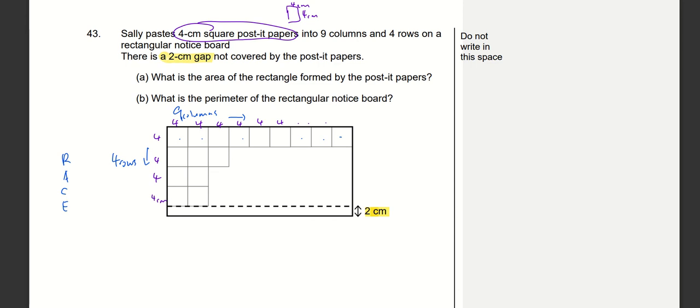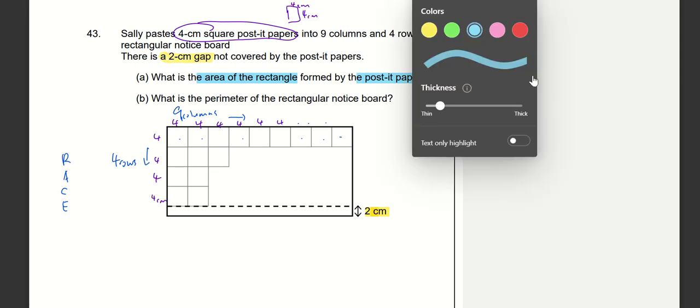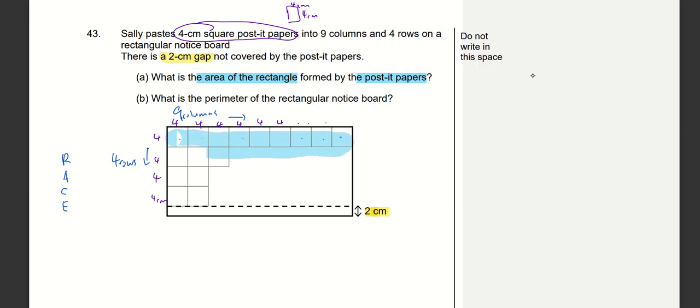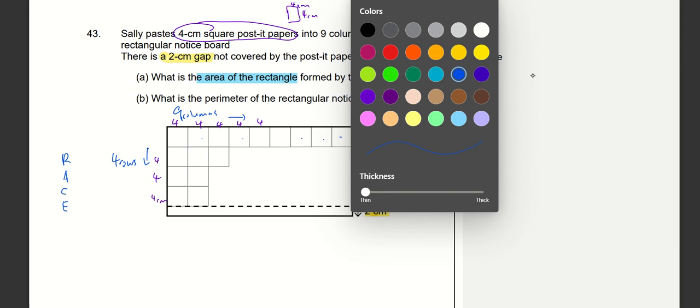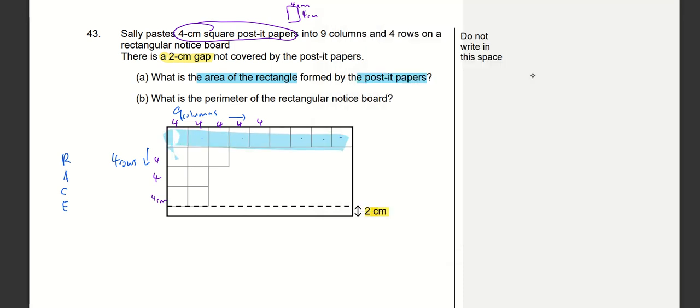So the first rectangle is the one formed by the post-it papers. That means you are not looking at the gap. I'm actually looking at, let me put it thicker, this row, as with this one, and this one, up to this point, just before the dotted line. This whole space. A bit on the thick side, sorry, but you get the idea. This is the space covered by the post-its, which I highlight.